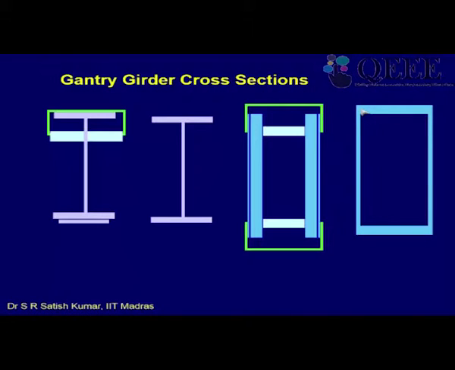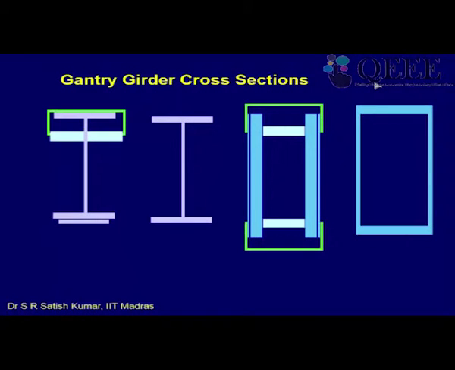So one issue in gantry girder is basically it's nothing but a simple beam, but it is a laterally unsupported beam. So you have to design it quite often as a laterally unsupported beam, and when it supports a crane, then it's called a gantry girder. So that is the only one part of the problem.